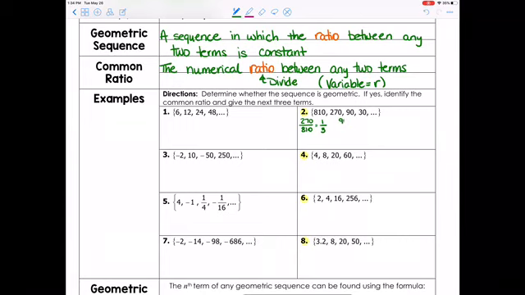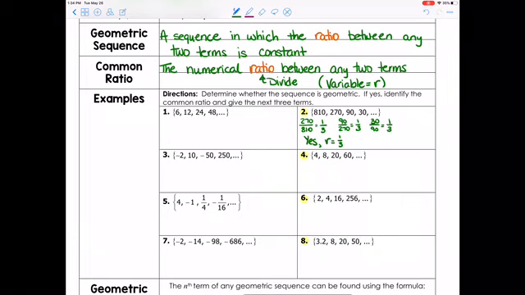Well, let's look. If we take 90 to 270, that also has a ratio of 1/3. If we take 30 to 90, that has a ratio of 1/3. So yes, this is a geometric sequence. That common ratio is 1/3. And then to find the next three terms, we want to continue multiplying by 1/3, which is the same as dividing by 3.